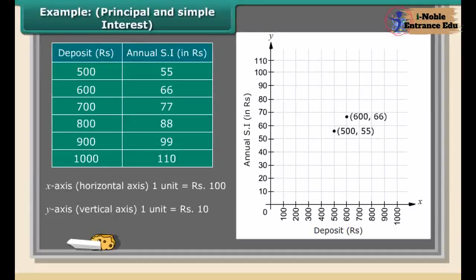Solution. A. Mark the deposit in rupees on the x-axis, the horizontal axis, with 1 unit equal to rupees 100. B. Mark the annual simple interest in rupees on the y-axis, the vertical axis, with 1 unit equal to rupees 10. C. Plot the points (500, 55), (600, 66), (700, 77), (800, 88), (900, 99), (1000, 110). D. Join the points.